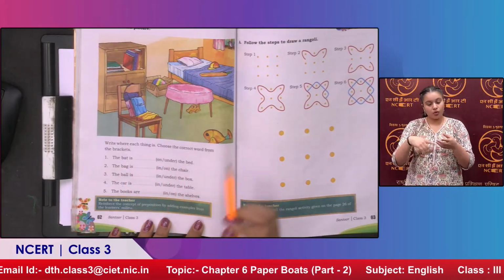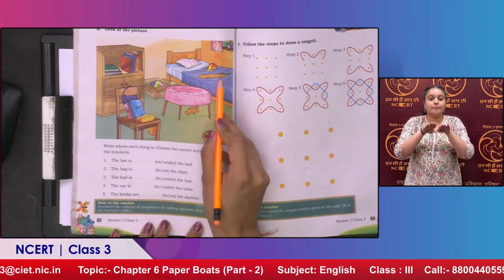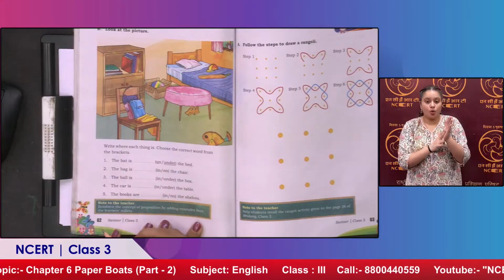So, ma'am, can you see where's the bat? Over the bed? Yes, it is on the bed. Yes, there are two options. It is either on or under. So, what will you use, ma'am?